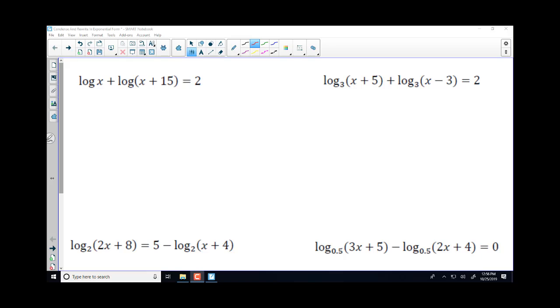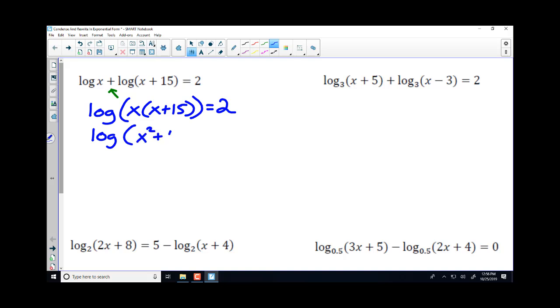Let's do this first one. So you see we have two logarithms over here, and there's a plus sign in between the two. So we can combine the two logarithms into one logarithm using the product property. So log of x times x plus 15. That's the product property or product rule that we use to combine them. And then if we want to, we can distribute the x inside these parentheses, giving me x squared plus 15x.